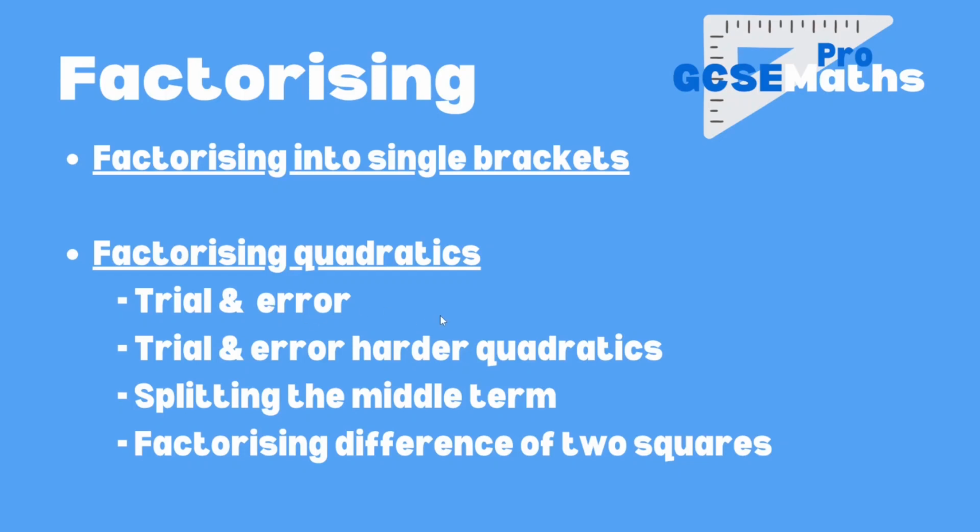We've got the trial and error method, which we're using for just straightforward quadratics where you've just got x squared. Okay, so it's not something in front of the x squared. Then the trial and error method for what we call harder quadratics, which is where we do have a number in front of the x squared. Then we've got the other option for the harder quadratics, which is to use the splitting the middle term if you prefer that method instead.